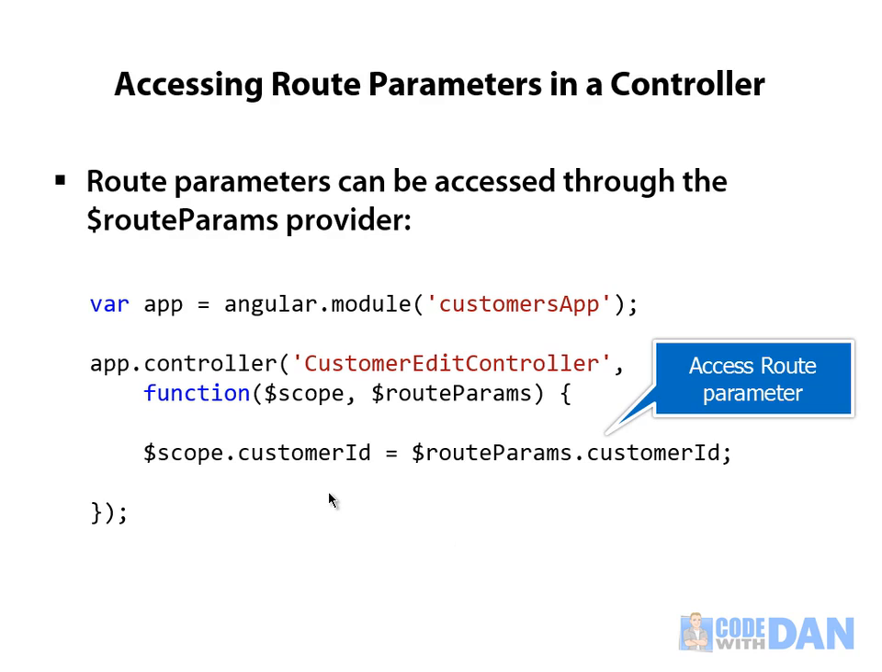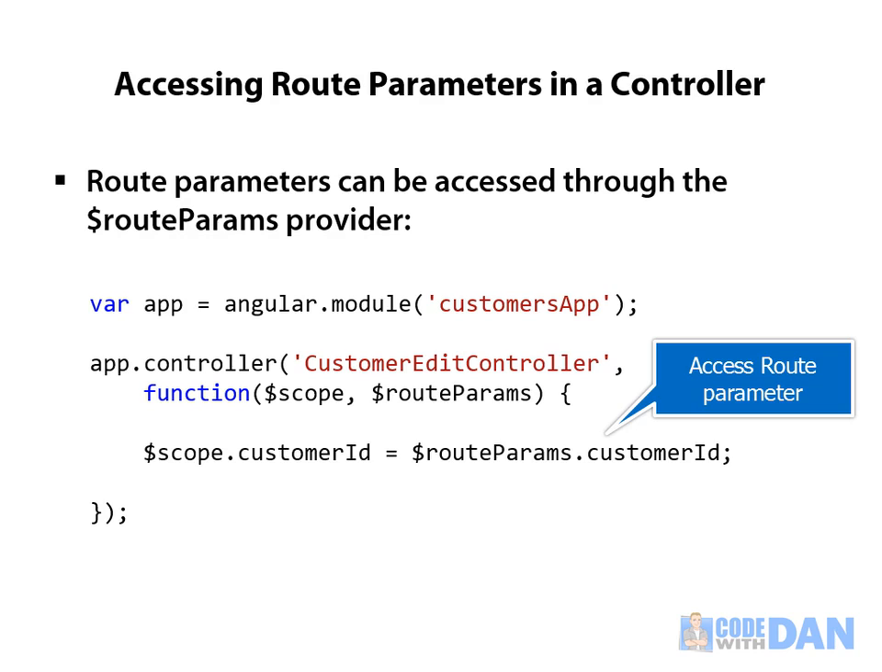Now we're going to jump back to a controller, and let's say that we have this customer edit controller that I just showed on the last screen. Well, if I want to get to the parameter, which was defined earlier, I can simply inject in the route params. And then from route params, we can call directly into the particular property or parameter that we want to access and get to. So in this case, we're going to grab the customer ID off of the route. That would be the 254 that you saw.